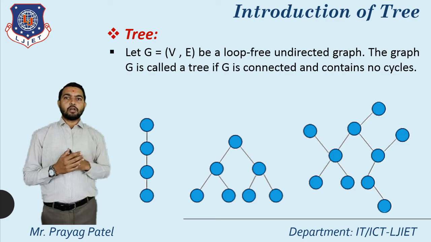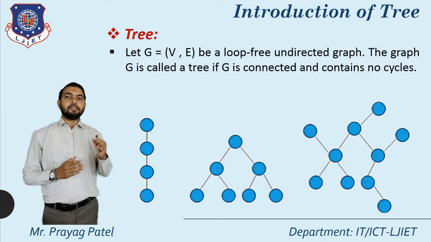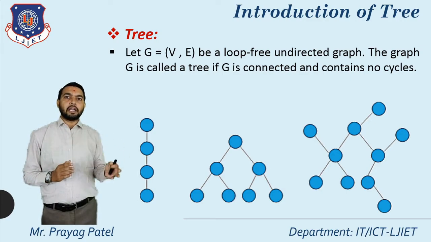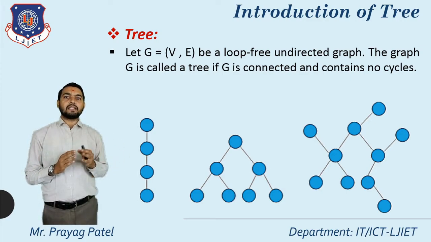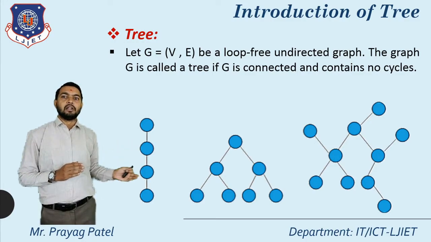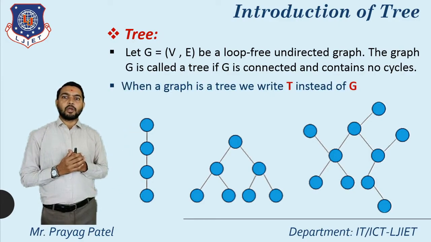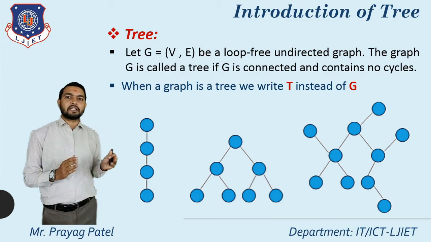Let G equal to (V, E) be a loop-free undirected graph. The graph G is called a tree if G is connected and contains no cycle. That means a graph becomes a tree when no cycle is present in it. For example, see this figure: we consider the first figure as a tree because no cycle is available in this graph.